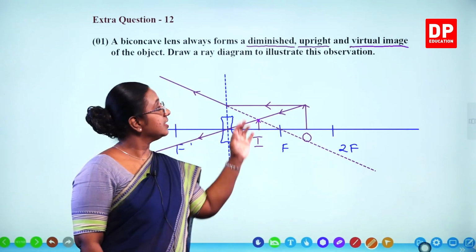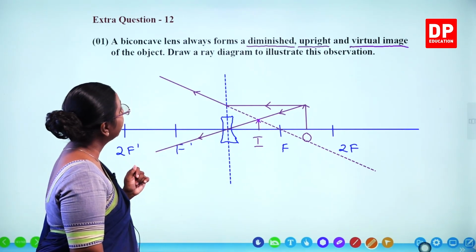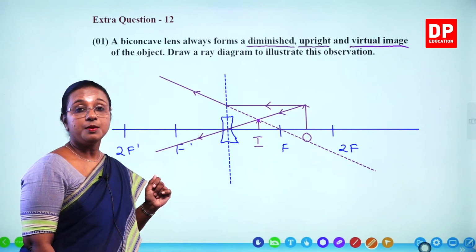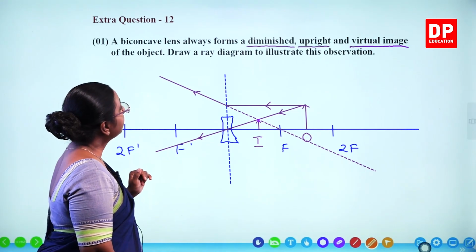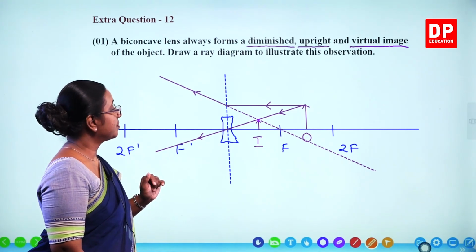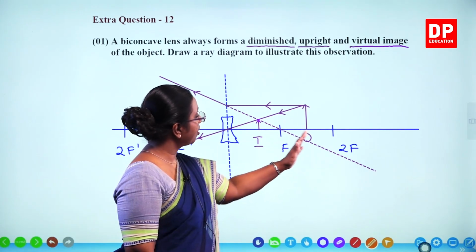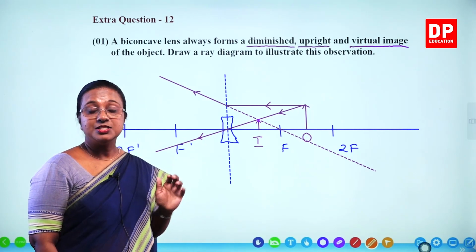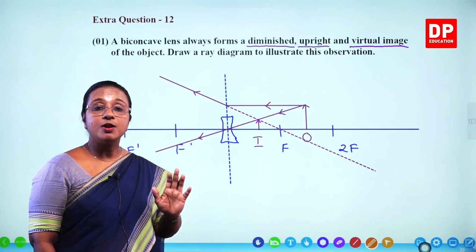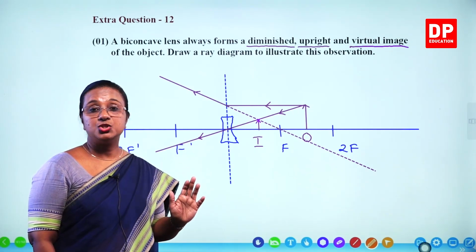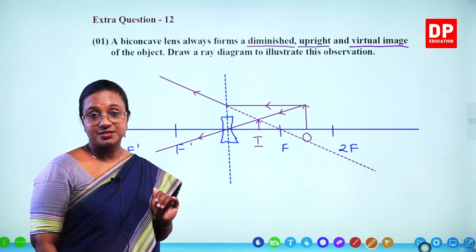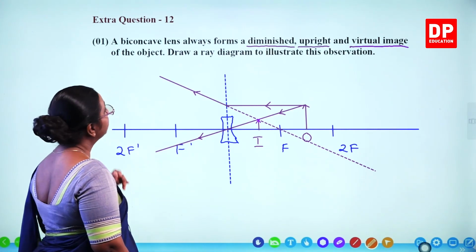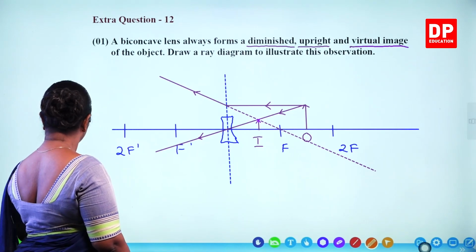So using this we can explain all the properties. Draw a ray diagram to illustrate this observation. Even if you have the object in a different place, you will get an image similar to this. It will always be upright, virtual and diminished. With that, I will move on to the next question.